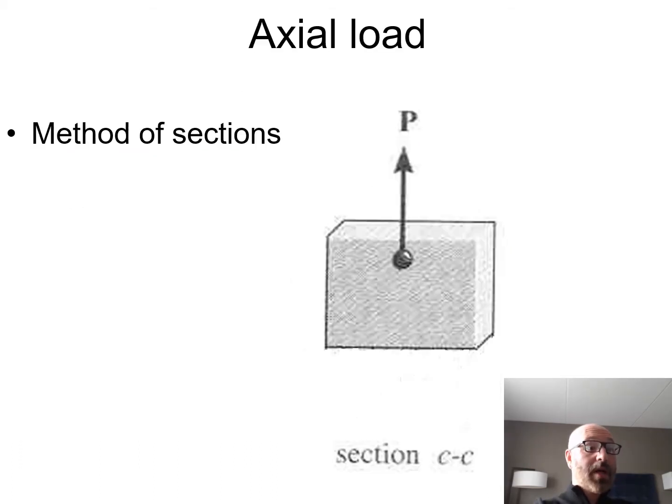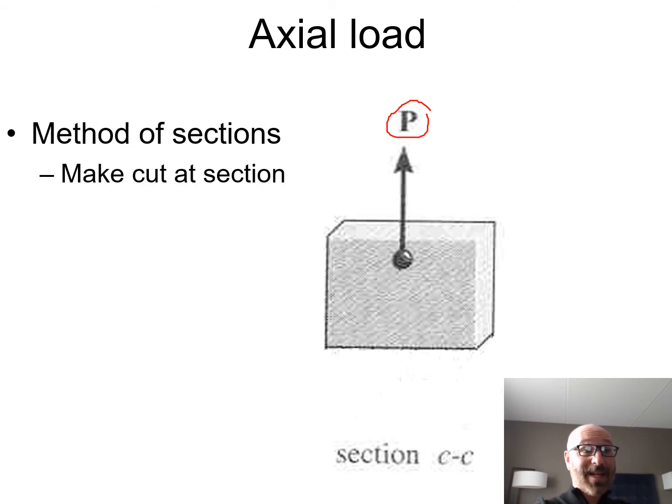So now we can take a look at our method of sections right here. So with our method of sections, you see over here on the right, we have just our element here with our load P right there from the top section where we took that section of it. We made a cut right there at the section. This is our section CC.